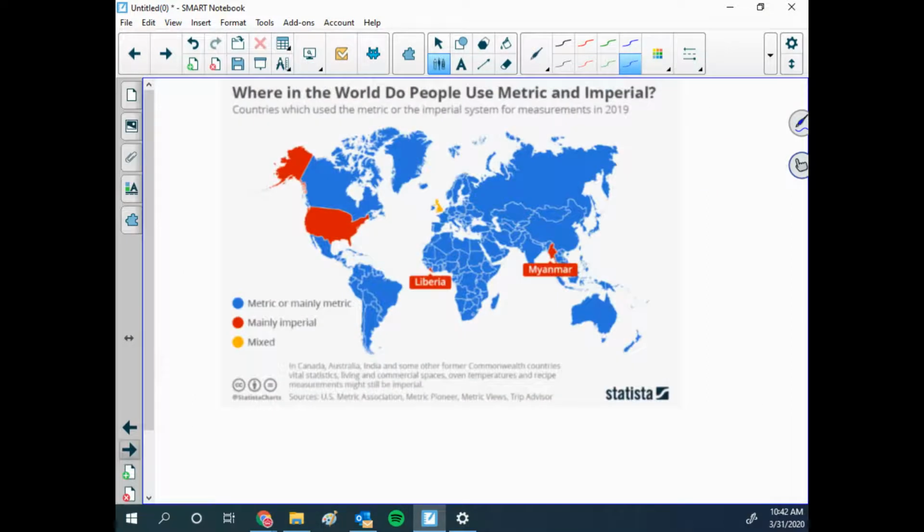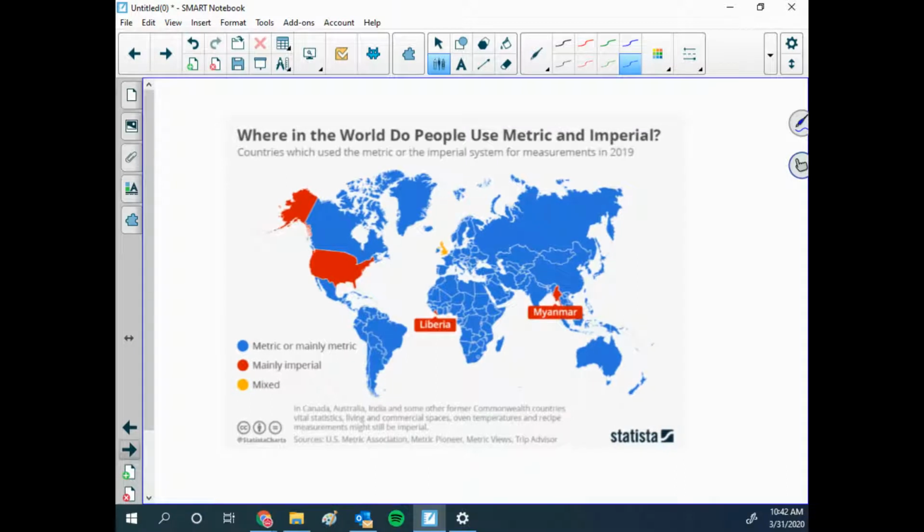So let's take a quick look. Where in the world do people use the metric and imperial system? You can see here, the red is the imperial, and that's used mostly in the United States. They give you two others, Libya and Myanmar. But there's a little thing here, I don't know how well you can see this. Canada, Australia, India, and some other countries in the Commonwealth also use imperial units. So really, we use a mixture of both of them. Almost every other country in the world, all over the place in blue, uses the metric system or the SI system.